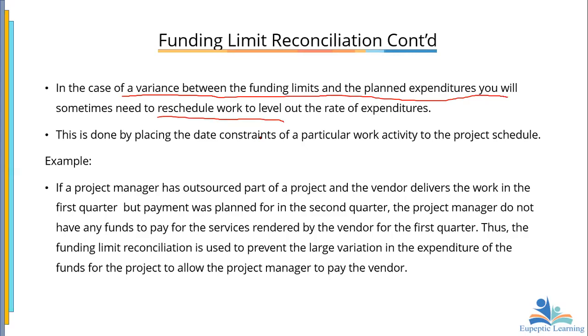So when you know how to take these decisions, right now you put it at the back of your mind that anytime there is a variance between the funding limit and the planned expenditure, you would want to reschedule. Is that not it? And then the answer to the question is even here. This is done by placing date constraint on a particular work activity.